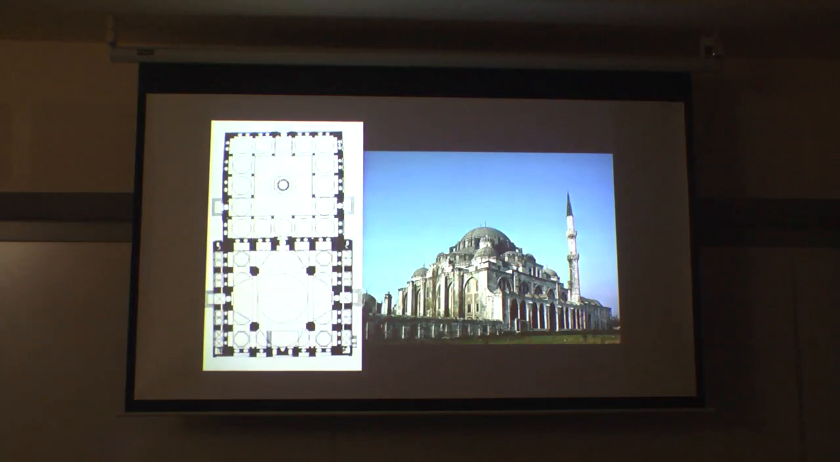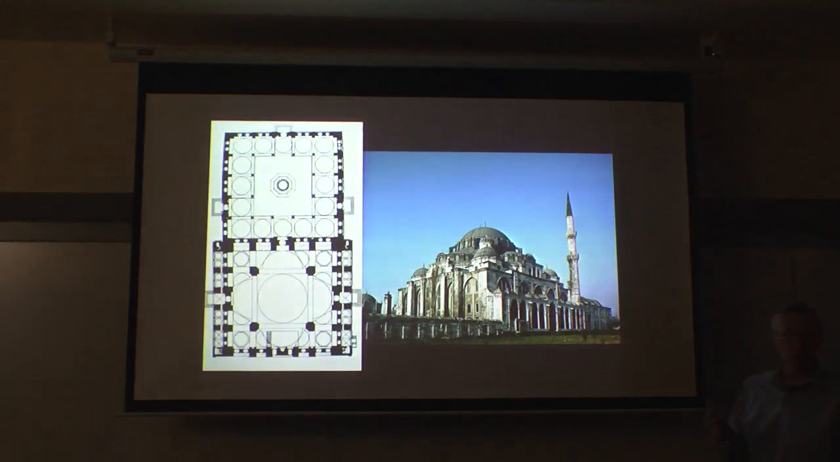How many semi-domes? Four, yes. In the last class, we had 2 in the Mosque of Bayazid. So we have 4 semi-domes. These semicircular dotted elements are the semi-domes, and this is where they are on the elevation.